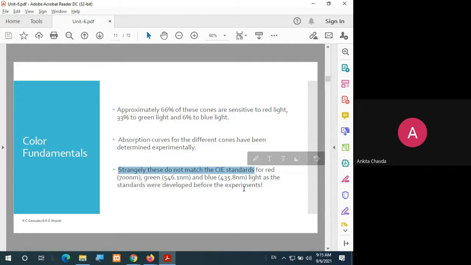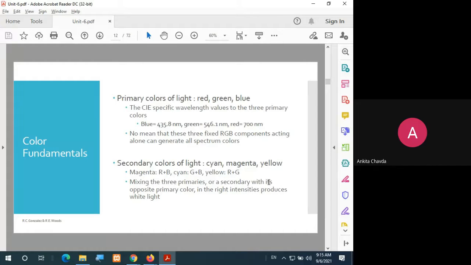It's not matching. These light standards were developed before the experiments, that is why. Then what are the primary colors and what are the secondary colors? The primary colors are red, green, and blue, that we know. And after mixing those, we will get the secondary colors also, right? So here the CIE specific wavelength values for the primary colors are these, what we have just discussed.